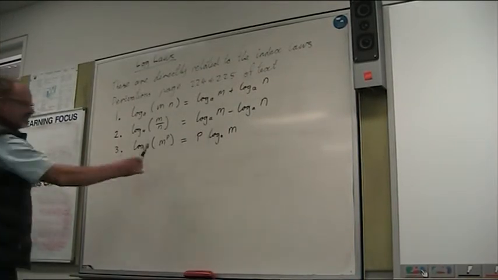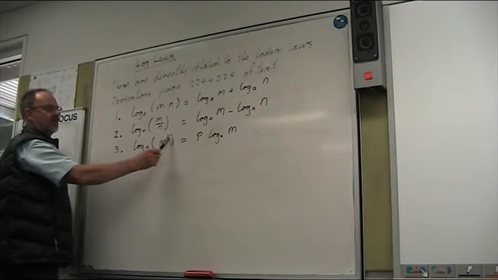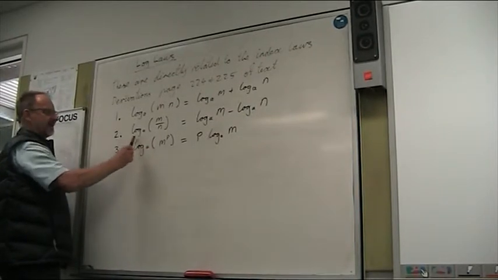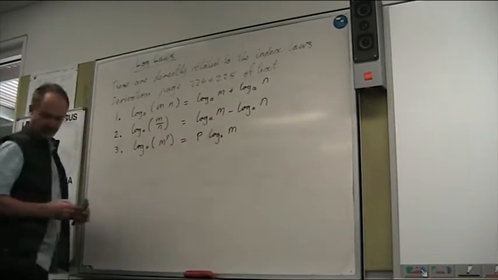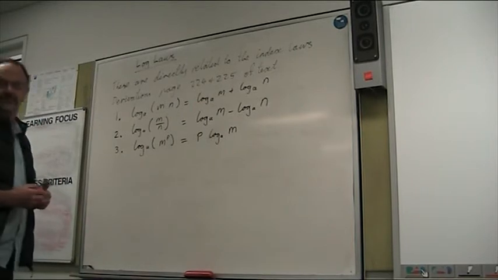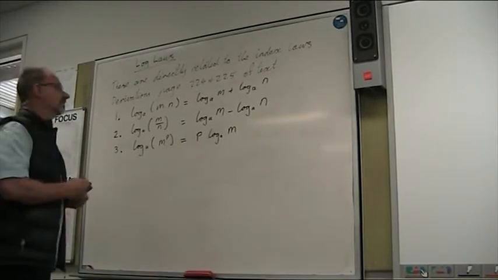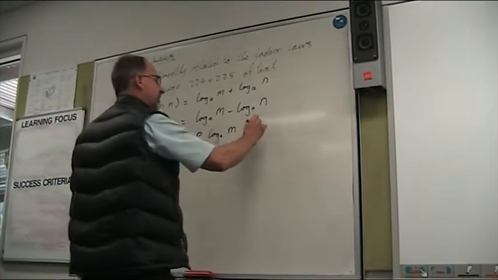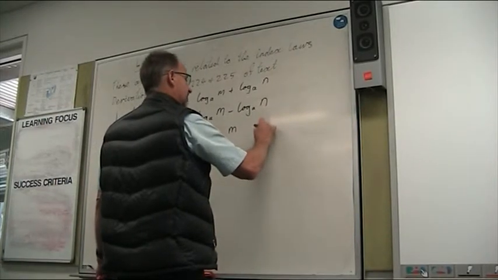So if we've got something to a power here, what can happen is that this power can come out the front. Hang on, where's that M? Is that M kind of on the log? Is it top of the log? An example of that might be something like this.